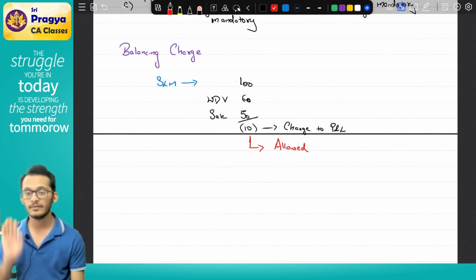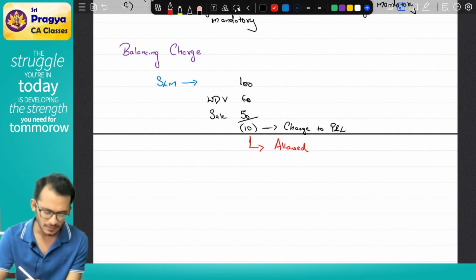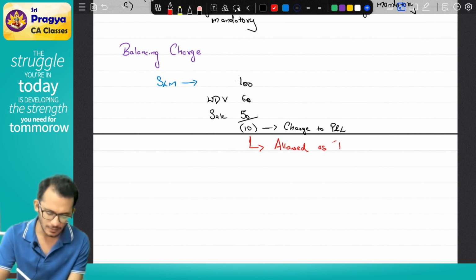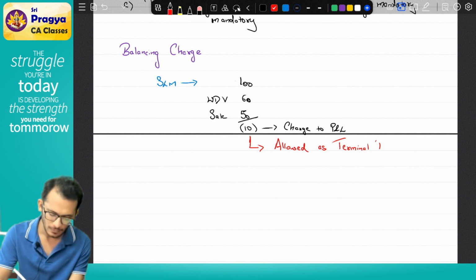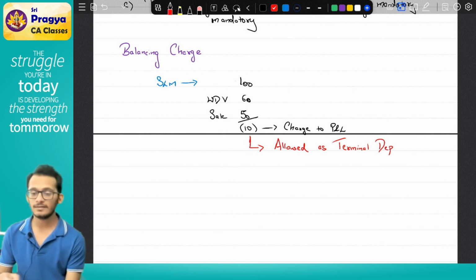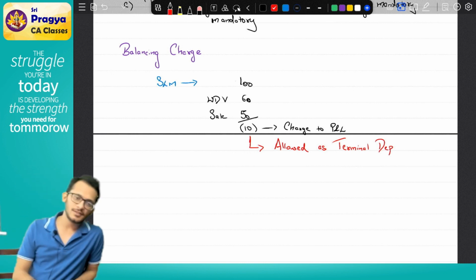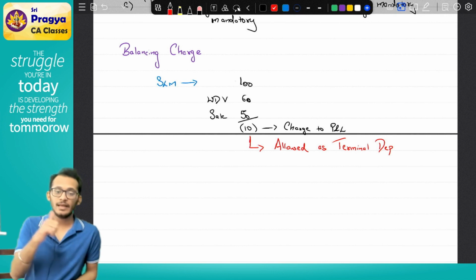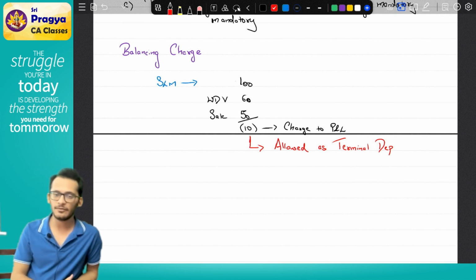In simple words, income tax comes and says this 10 will be allowed same as accounts, but it will be called terminal depreciation. Terminal depreciation is me charging a depreciation at the life end of the asset.